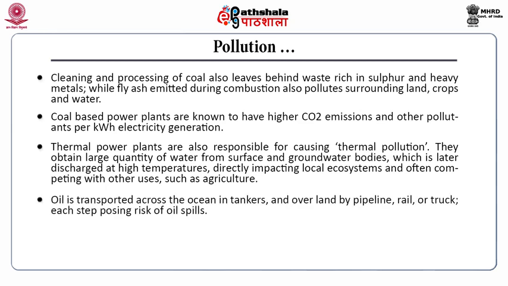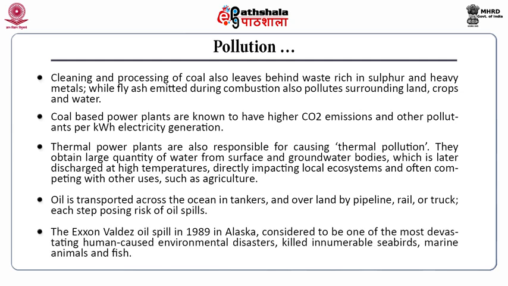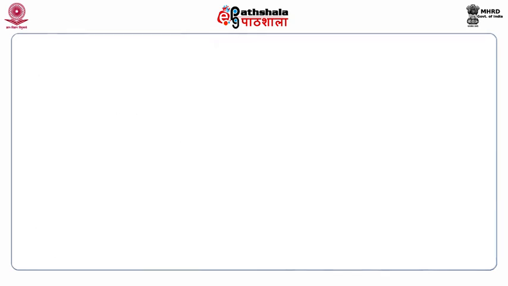The oil is transported across the ocean in tankers and over the land by the pipeline, rail or the truck. In each step, it poses risk of oil spills. The Exxon Valdez oil spill in 1989 in Alaska is considered to be one of the most devastating human-caused environmental disasters. It killed innumerable seabirds, marine animals and the fishes.